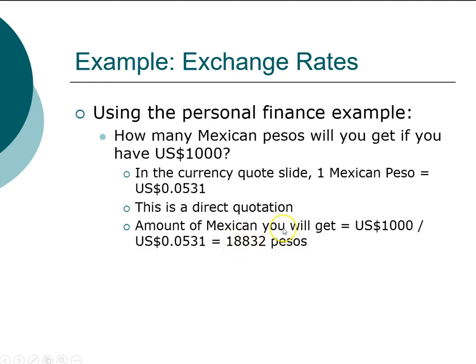And this is also an easy way to check your calculation because it's obvious in this example that the peso is worth a lot less than a dollar. So because we only need a little over 5 cents, 5.31 cents US dollars to buy a peso, when you convert $1,000, you should get a lot more pesos than a thousand. So here we confirm that we get 18,832 pesos.